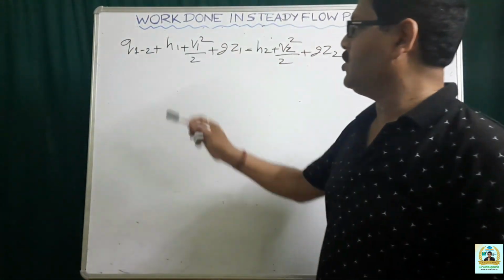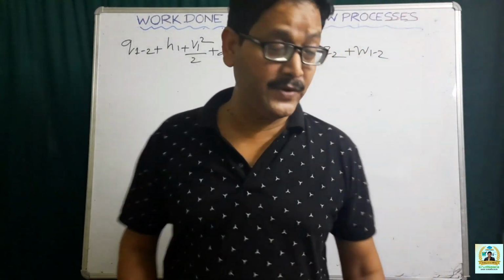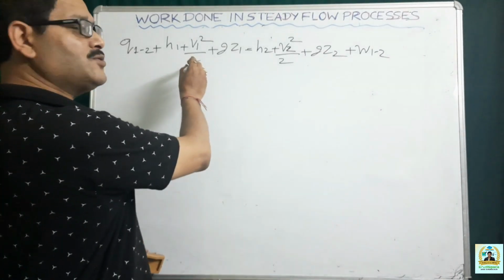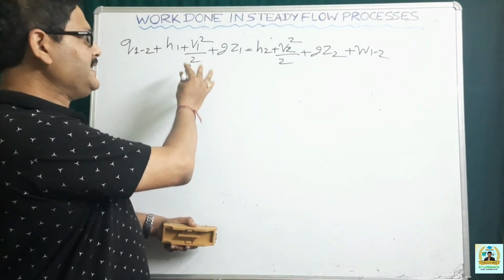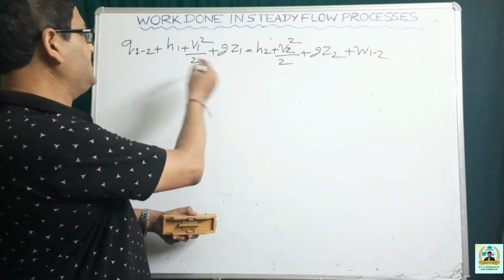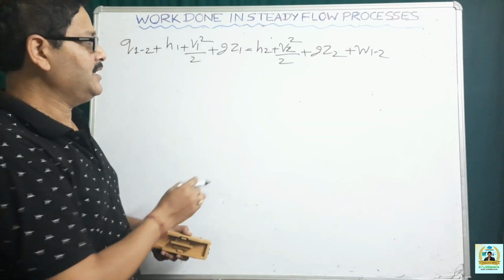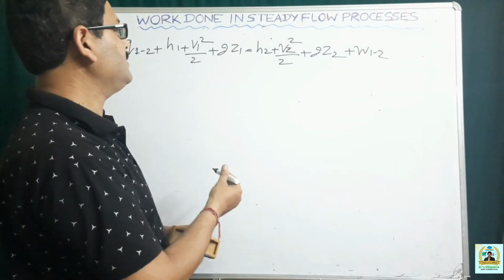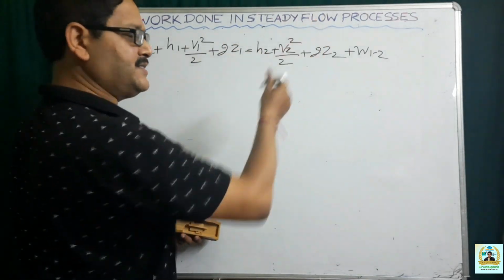Here Q12 represents the heat given, W12 represents the work obtained, H1 represents the enthalpy, V1 square by 2 represents the kinetic energy, and gZ1 represents the potential energy. All these are specific terms: this is specific enthalpy, this is specific kinetic energy, this is specific potential energy. H2, V2 square by 2, gZ2 are the corresponding values at the exit point. This represents the entry, this the exit.